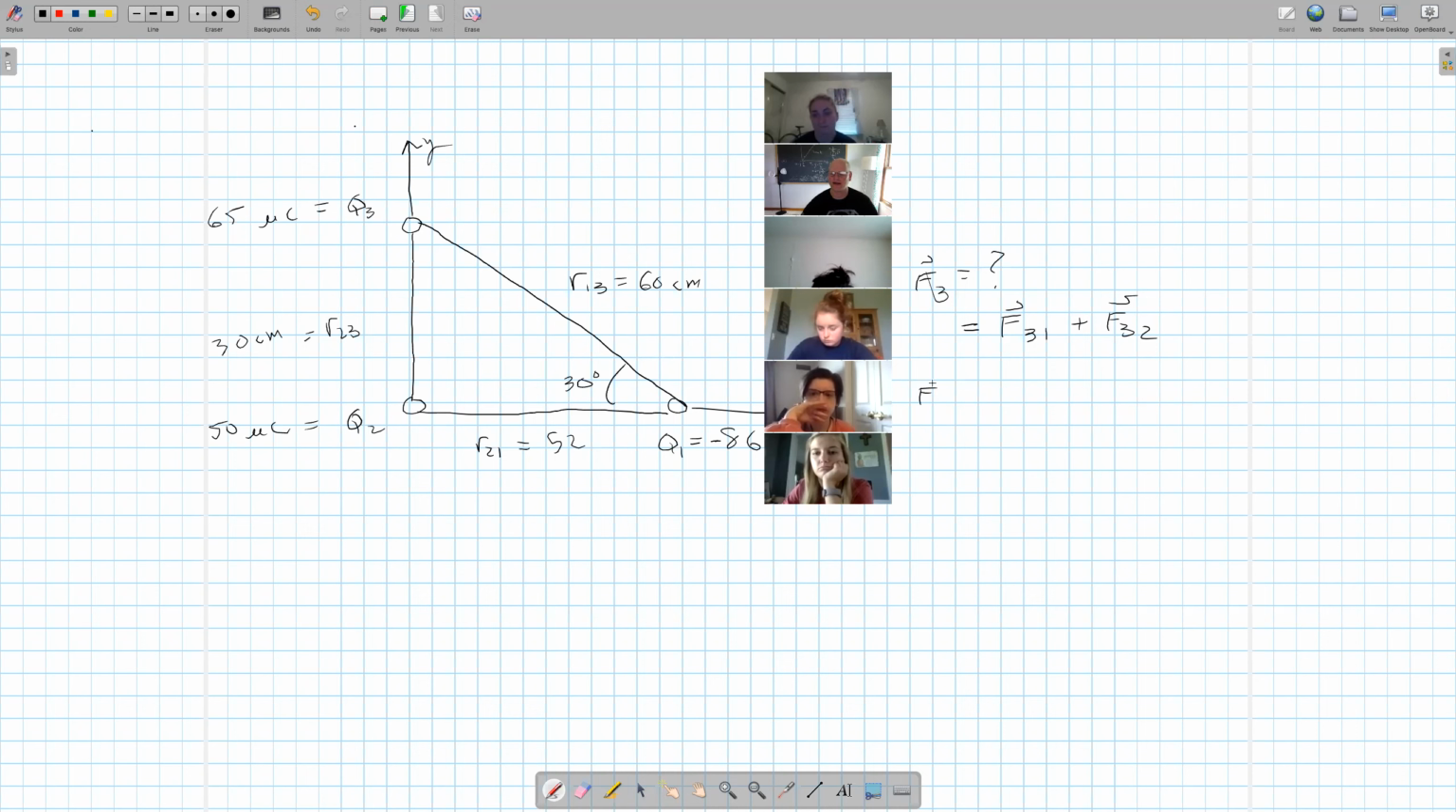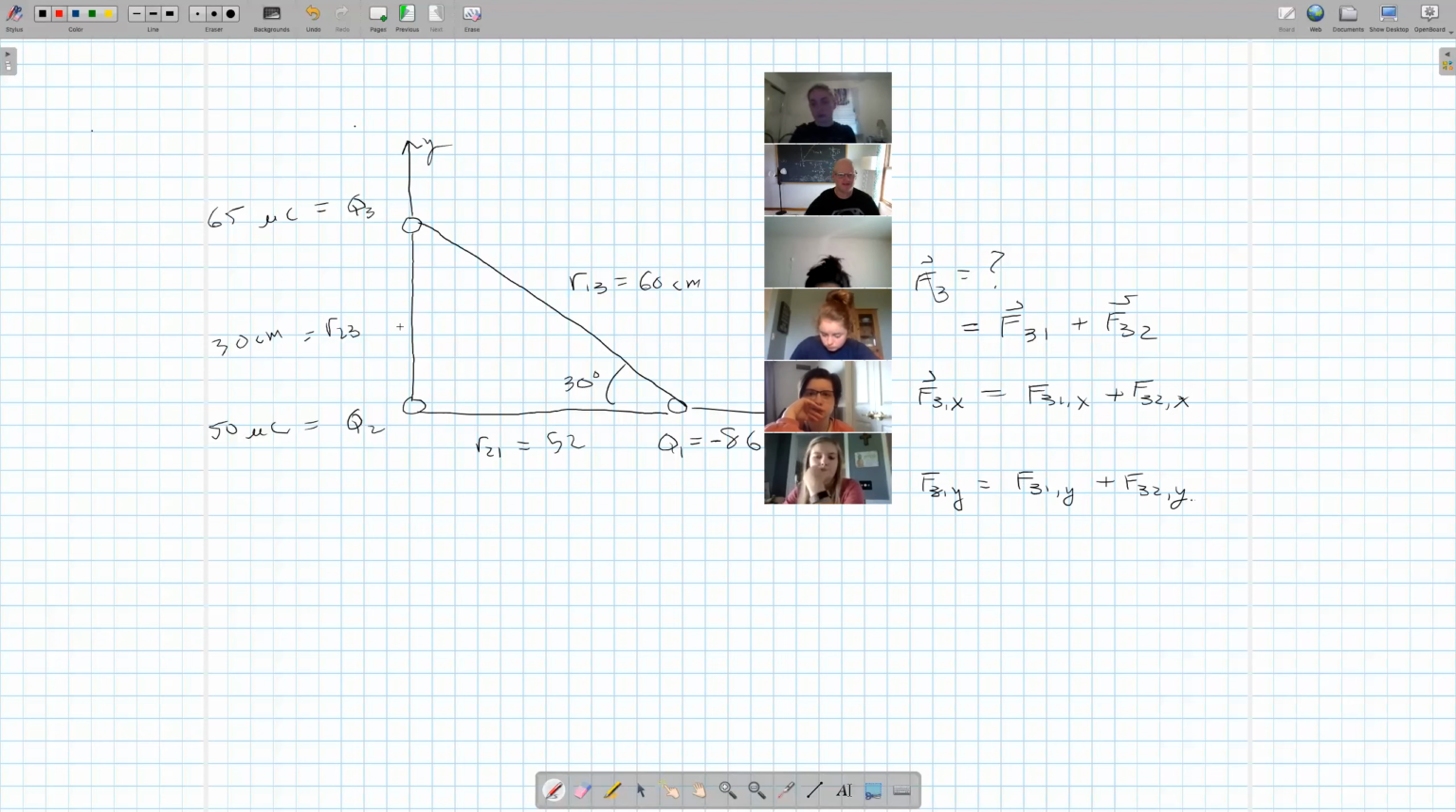So we want the x component of the force on 3, which is the x component of 3 by 1 plus the x component of 3 by 2. And then we also want the y component, which is the y component of 3 by 1 plus the y component of 3 by 2. Okay, so let's draw our vectors and see what this looks like.